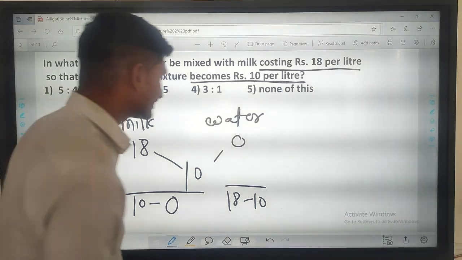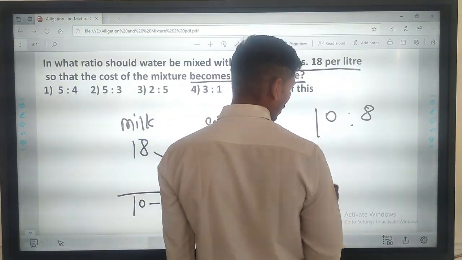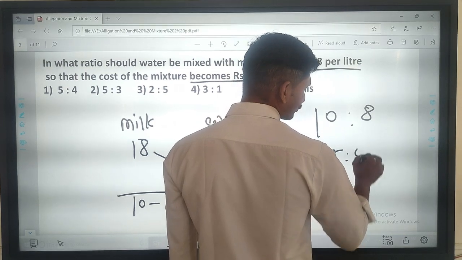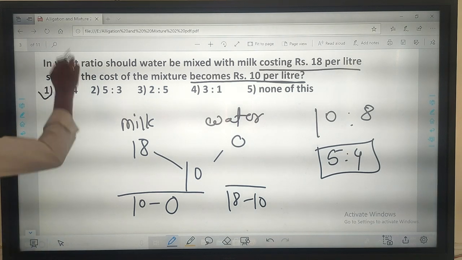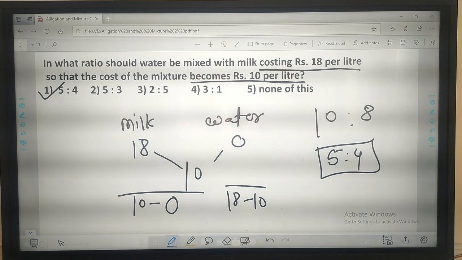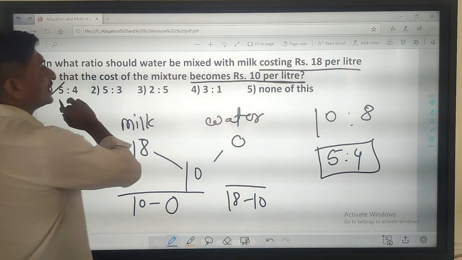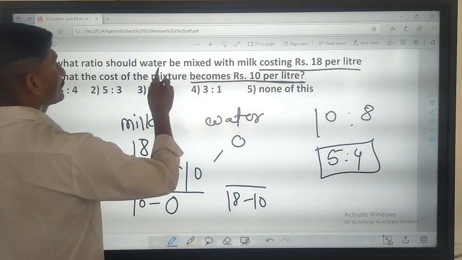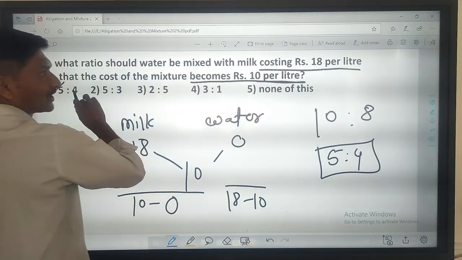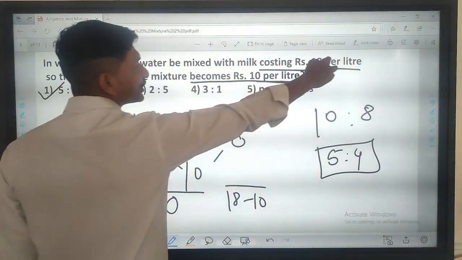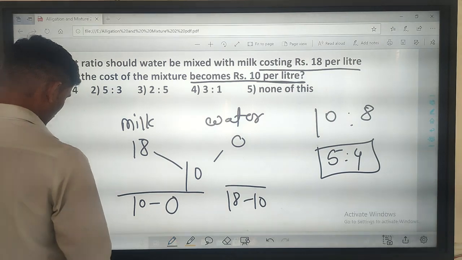10 minus 0 is 10, and 18 minus 10 is 8. Now your ratio is 5 to 4. Your answer is 5 to 4. Here 5 liters of water should be mixed with 4 liters of milk costing rupees 18 per liter. See? Now next.